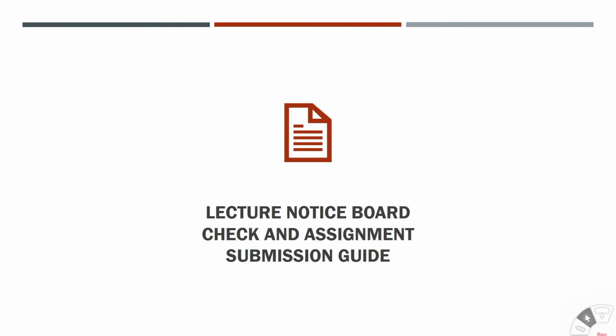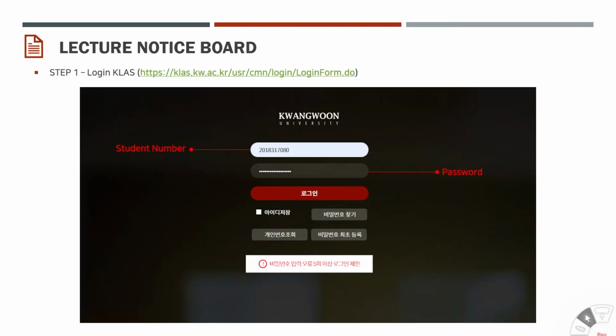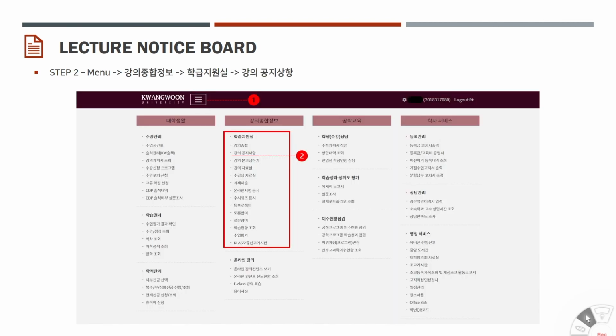So this is a guide to check the lecture notice board and submit assignments through the class system. In order to check the notice board, you should log into class. You enter your student number, password, and click login. Step 2 is to navigate to menu, and then under menu there is 강의 통합 정보. Under that there is 학습 지원실, and under 학습 지원실 you can see 강의 공지사항.